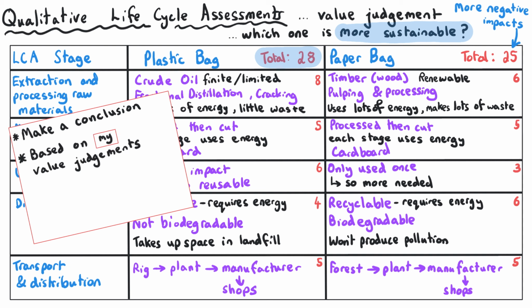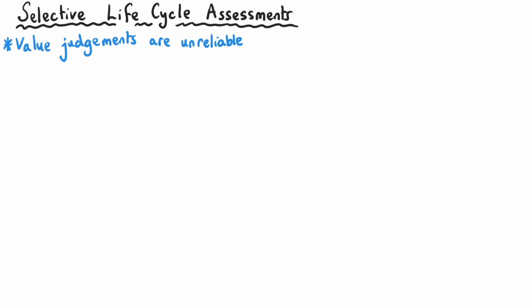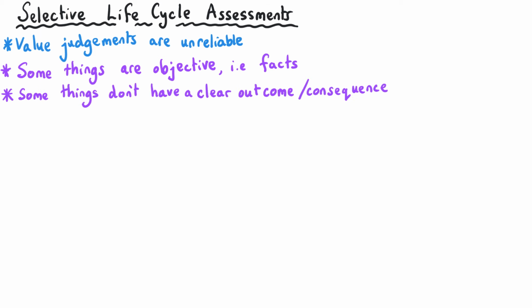And it's really important that you just need to support your conclusions. It isn't that they're going to be looking for you saying one thing over another in all cases. When you're asked to do a comparison, it's about supported and linked ideas. It might be that when one person makes a qualitative life cycle assessment, they come up with a different outcome to another. And the reason for this is that whilst some things are objective facts, some things don't have a clear outcome or a clear consequence.